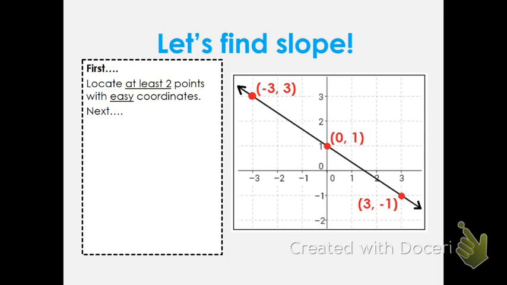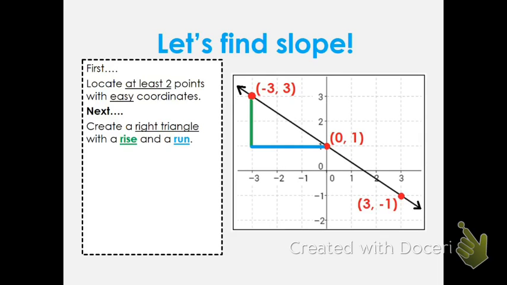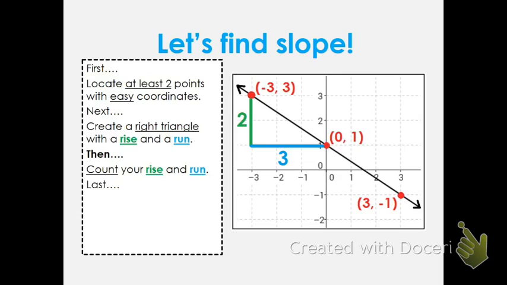And to do that, we need to come up with two ordered pairs that have easy coordinates. Next, we're going to draw a right triangle with a rise and a run. The green is the rise, the blue is the run, meaning the green is our vertical component and the blue is our horizontal component. Then we're going to count the rise and the run. So our rise is 2 and our run is 3.